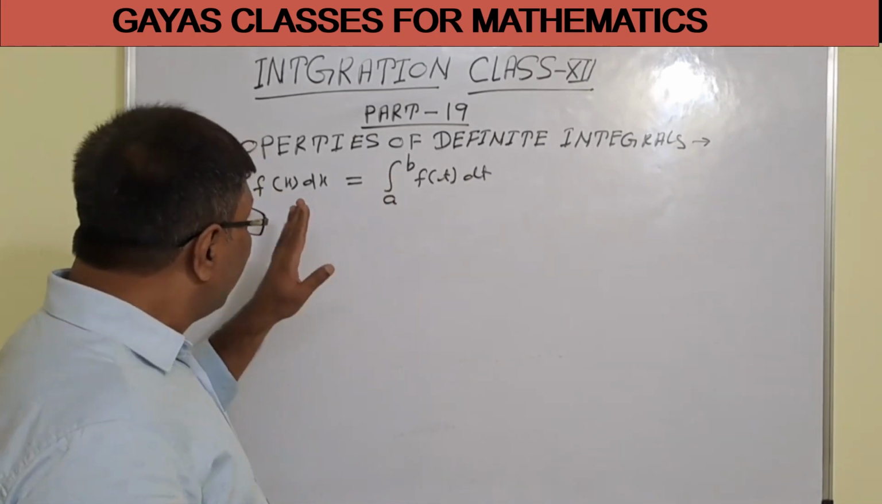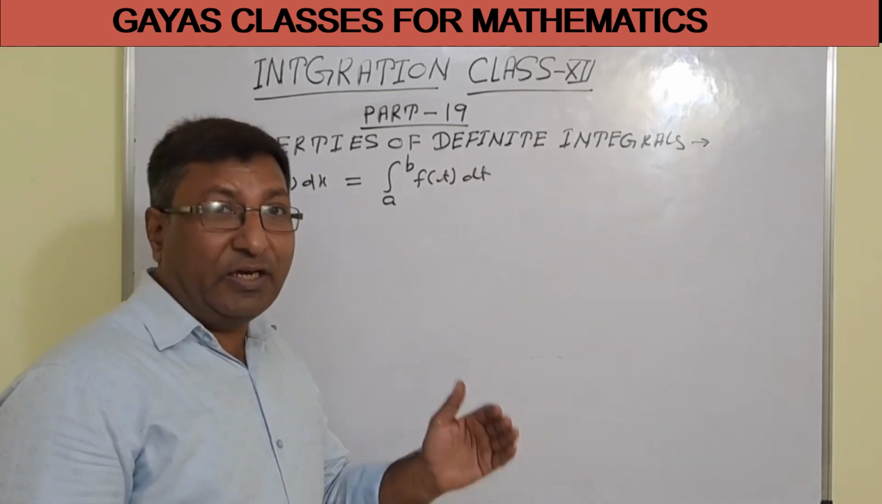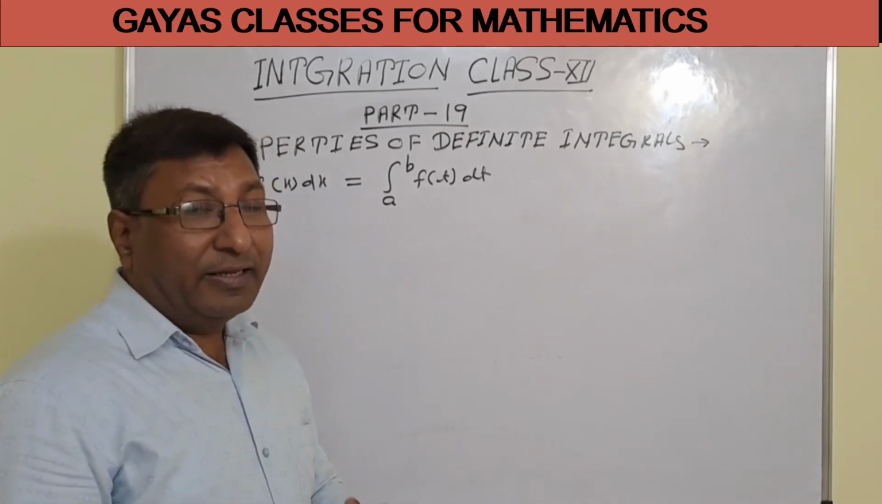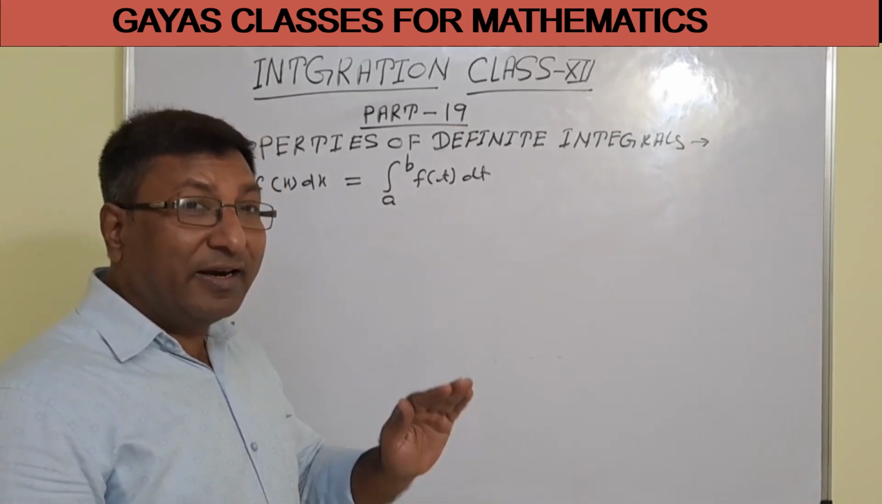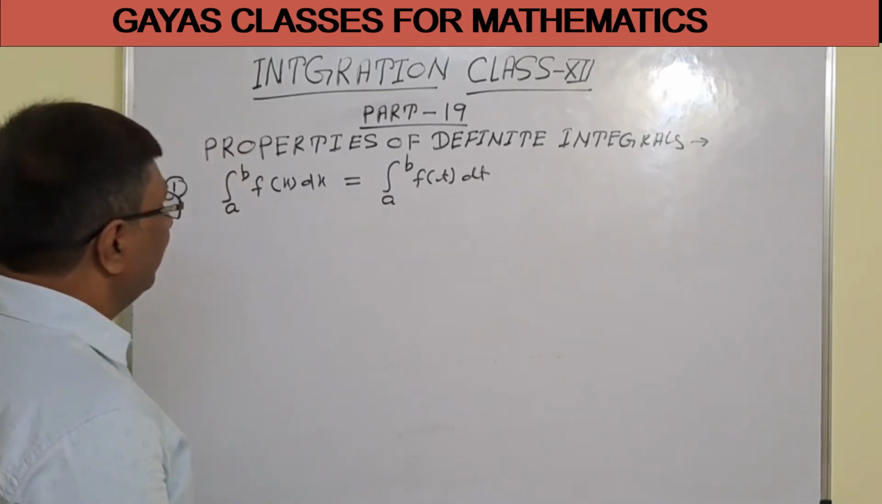So here the variable is what? x. So f of x. If we change the variable, then there is no difference in the result as long as the limits are the same. Okay, so you can see it with an example.